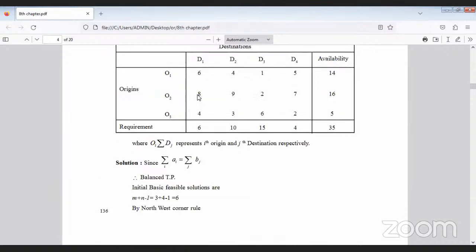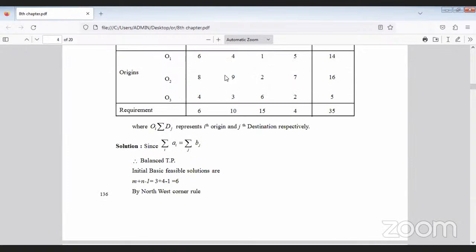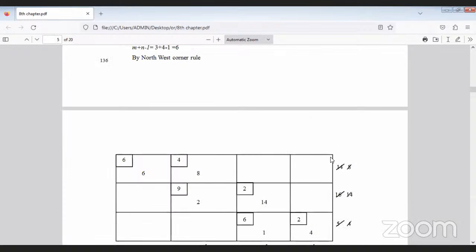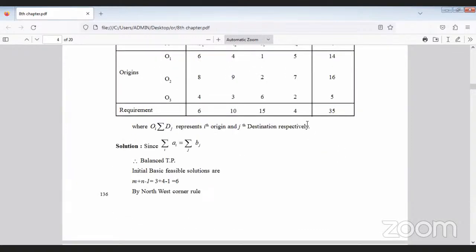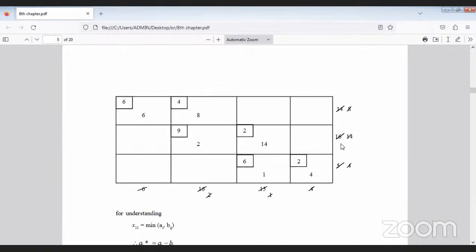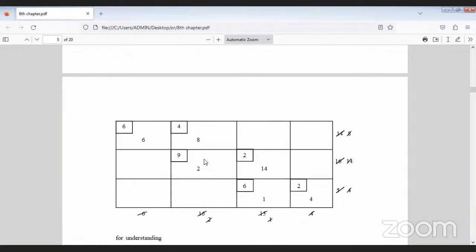Why are we not taking 8? Because 9 is given there, so that is why I am taking the value 9 here. Why did 2 come? It came by substituting in m plus n minus 1. You have to write m plus n minus 1, that is 2. This is the solution we are finding.